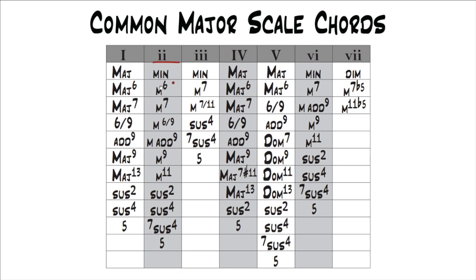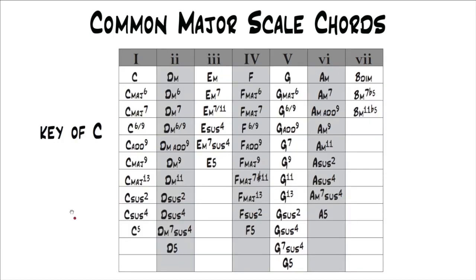So the 2 chord, you have minor, minor 6, and so on. 3 chord, minor, minor 7, so on, all the way to the 7 chord. And the 7 chord only really has 3 that you really need to be concerned about, which is the diminished triad, the minor 7 flat 5, which is your most popular by far, and then another one that you might run across is a minor 11 flat 5. So if we were to take this diagram and put them into a key, we'll put them into the key of C. This is what it would actually look like.